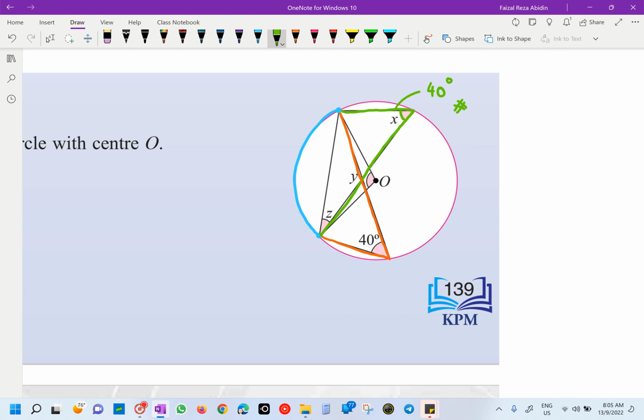Okay, how do we find our y angle? Where is our y? Y is going to be at the center. What can you say about the angle at the center? It is 2 times the angle at our circumference, isn't it? So same arc also. So for y here, you are going to take 40 times 2. So your y here is going to be 80 degree.